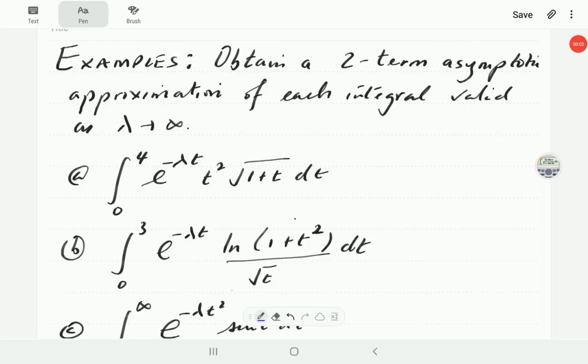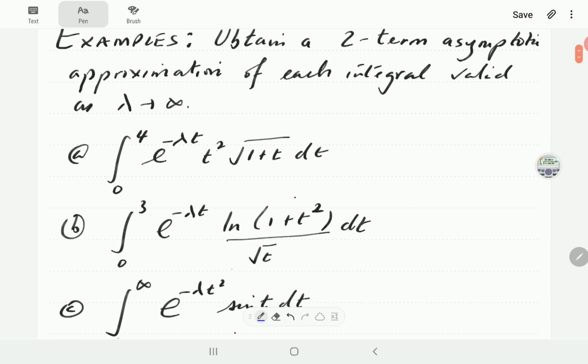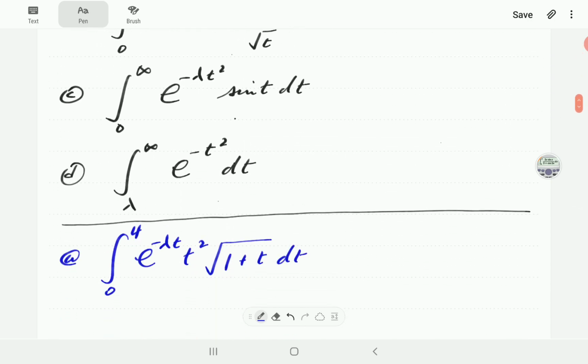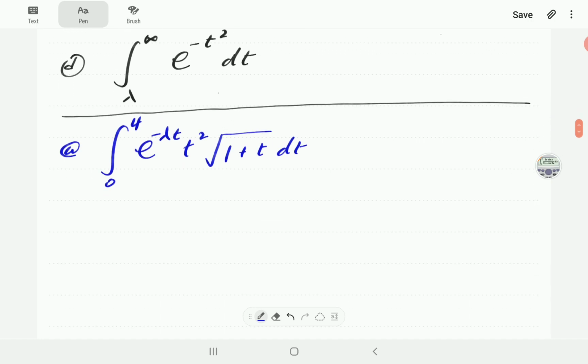Okay, in this video, we're going to look at examples that show the application of Watson's lemma. The question wants us to find a two-term asymptotic approximation of each integral valid as lambda goes to infinity. So for example number A, we'll start it off here.